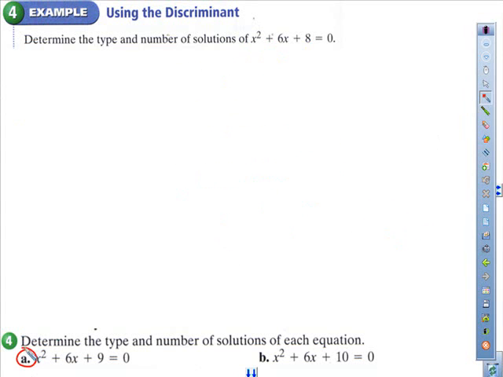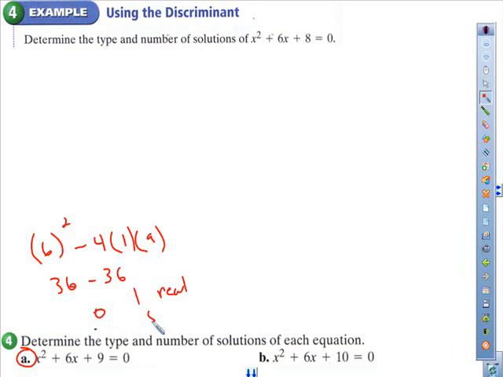Let's do this example down here, right here. If we use the discriminant, we're going to get 6 squared minus 4 times 1 times 9. So we get 36 minus 36, it equals 0. If the discriminant equals 0, we're going to have 1 real solution.